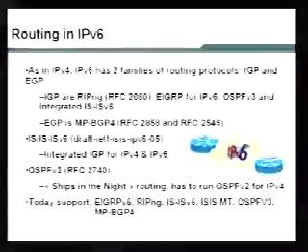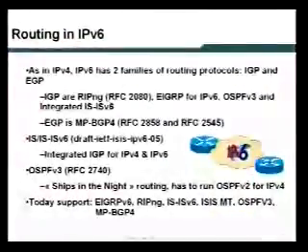Most of you know that RIPng is the one for IPv6 based on RIP version 2, and then we have EIGRP for IPv6, OSPF version 3, and integrated ISIS. As I said, for OSPF you have quite a bit of changes, and the way the protocol behaves is a little different now.